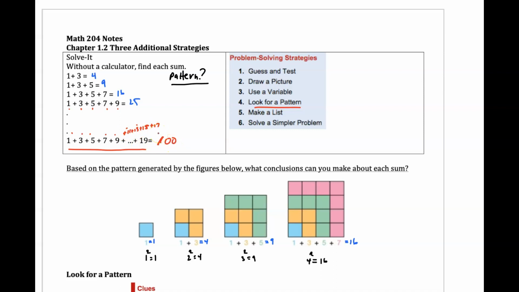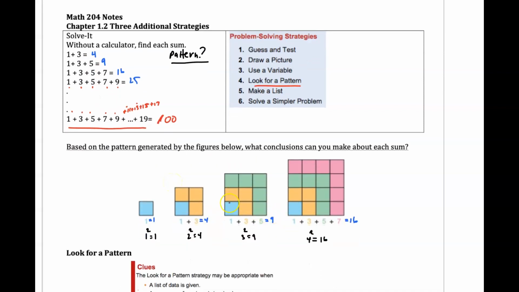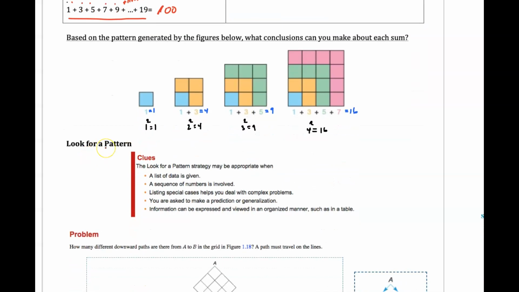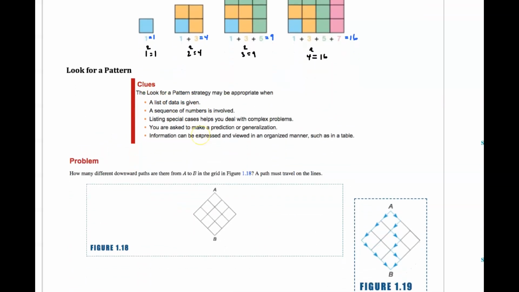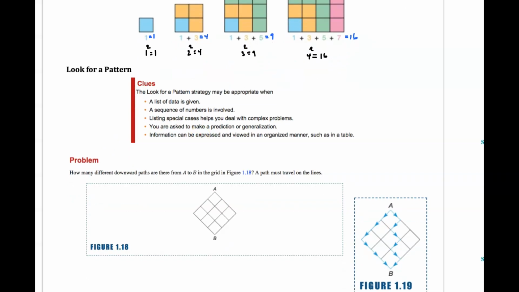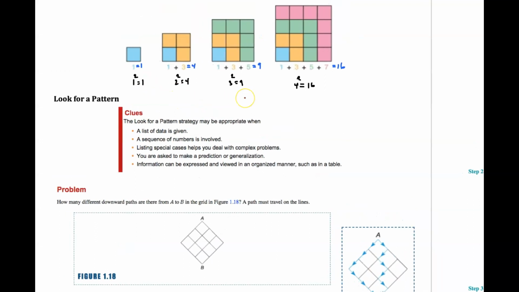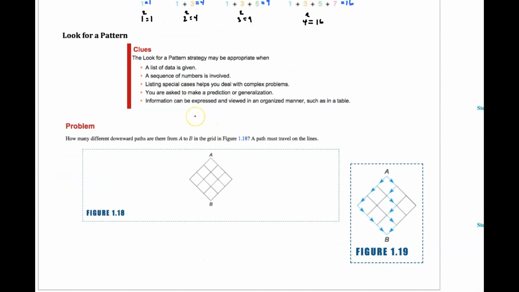Again, that came from our pattern of perfect squares, making a list so you can organize it, and drawing a picture of it. You can see we used all those strategies to find the solution. And so when would we look for a pattern? Here again are some clues: especially if you're given some list of data or some number sequence gets created, then we can usually make a pattern and make a prediction.